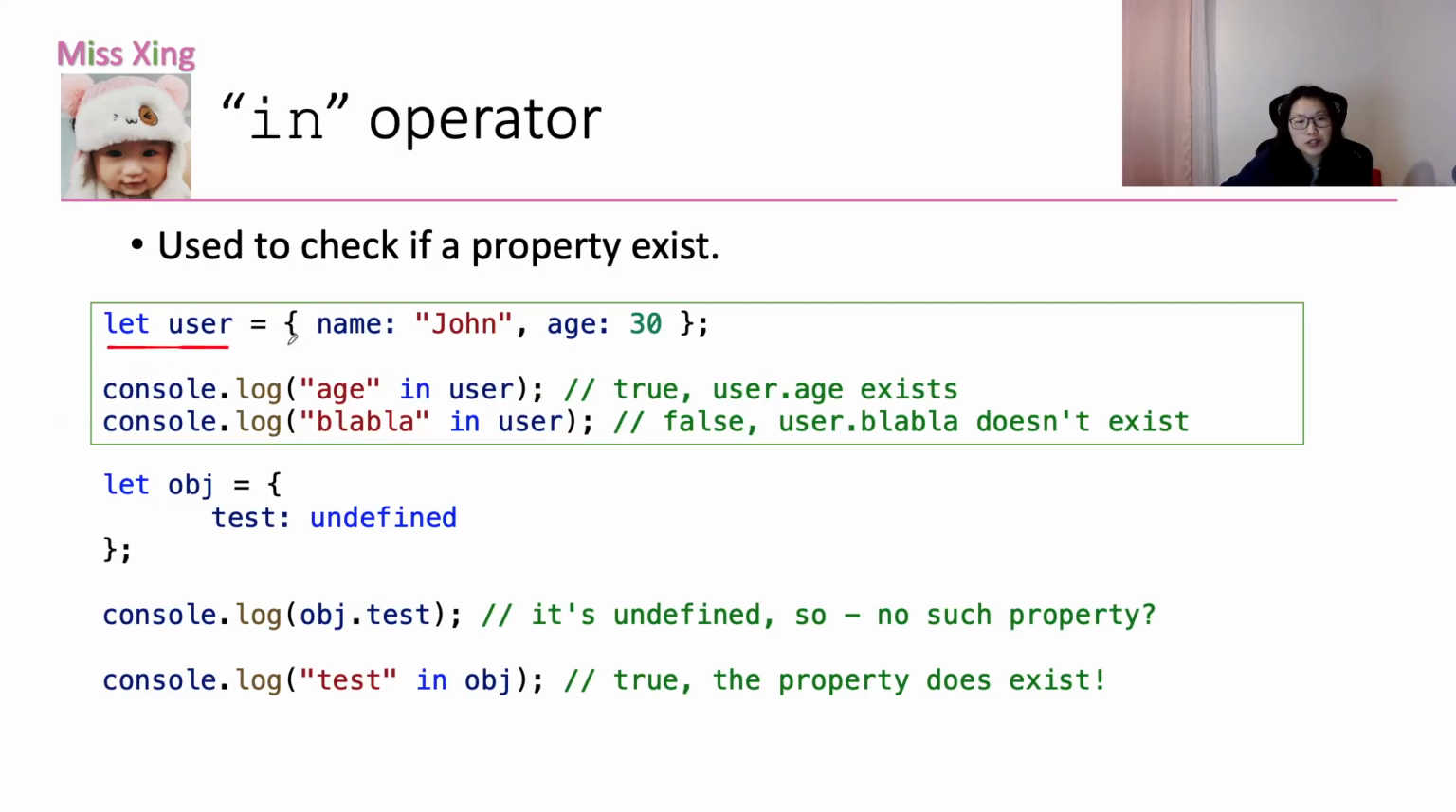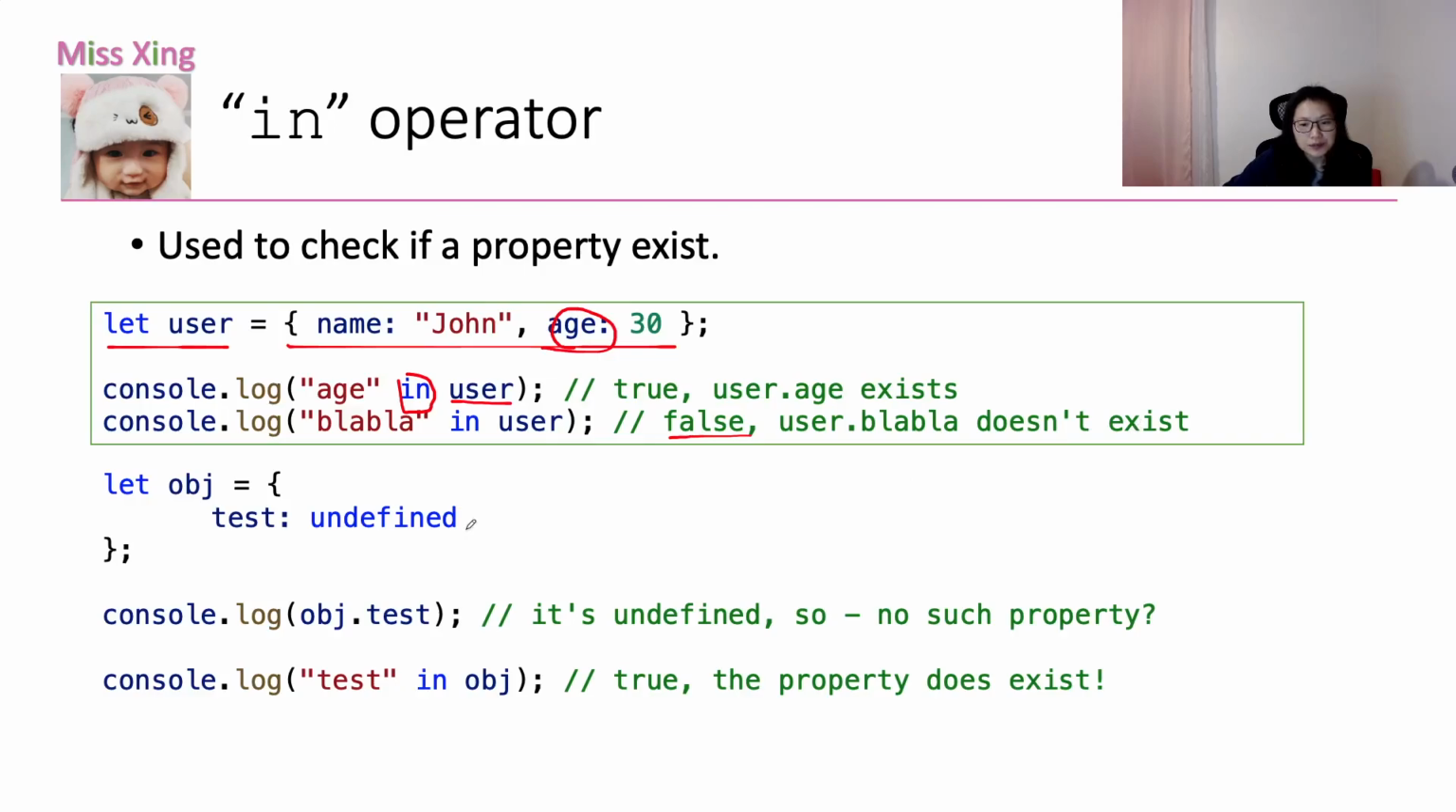Here I have let user equals this. This object has two properties: name, value is John, and age, value is 30. If you want to check whether age exists inside the object user, you can use the in operator, like 'age' in user, and you will get true. That means inside the user object we have an age property. But here I'm using 'blah blah' in user, and as we know, in our user we don't have a property called blah blah. That's why you get false. So user.blah blah doesn't exist.